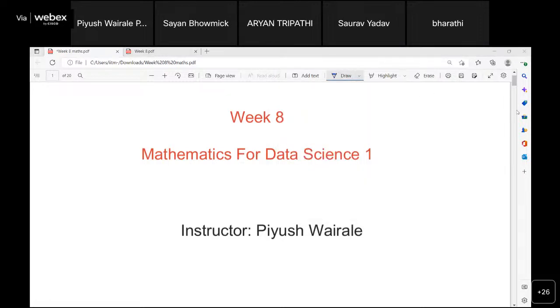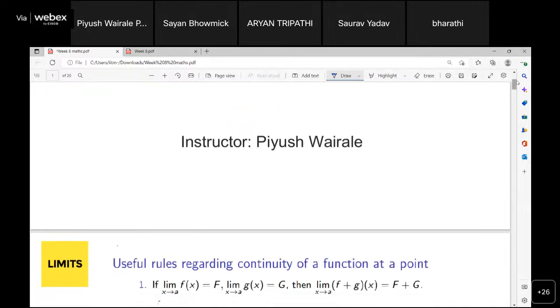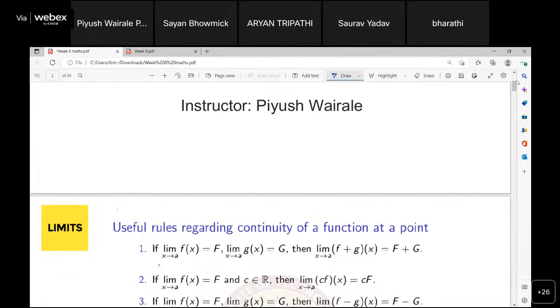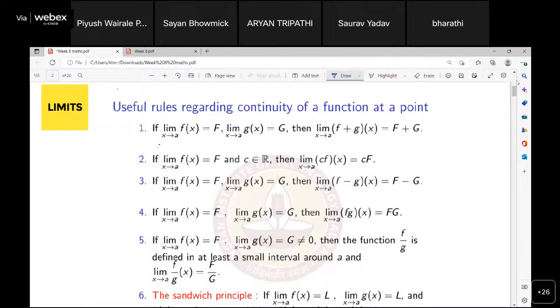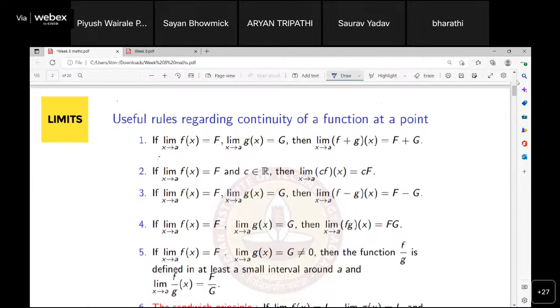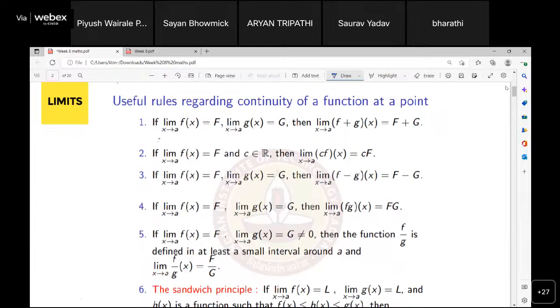So basically, we are discussing continuity and derivative in this week, that is week 8. In the last week, we discussed a few limits. So what is a limit basically? And these are a few useful rules regarding the continuity of a function at a point. Just go through it.